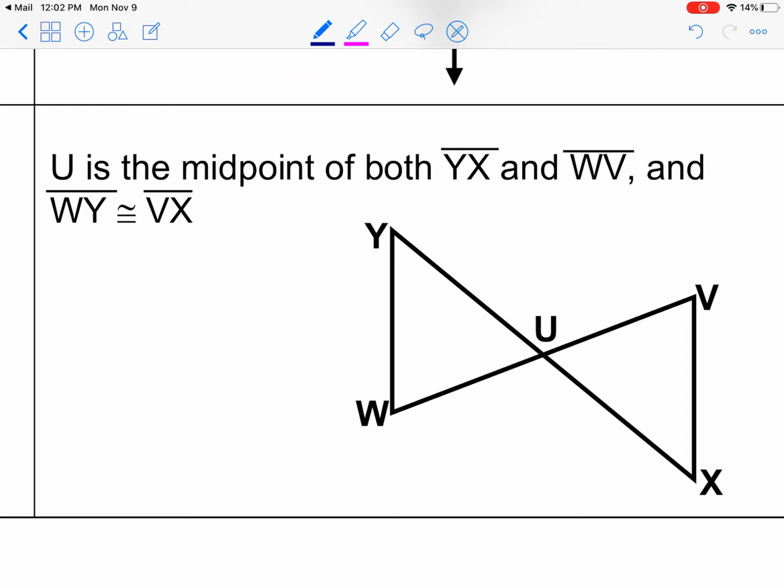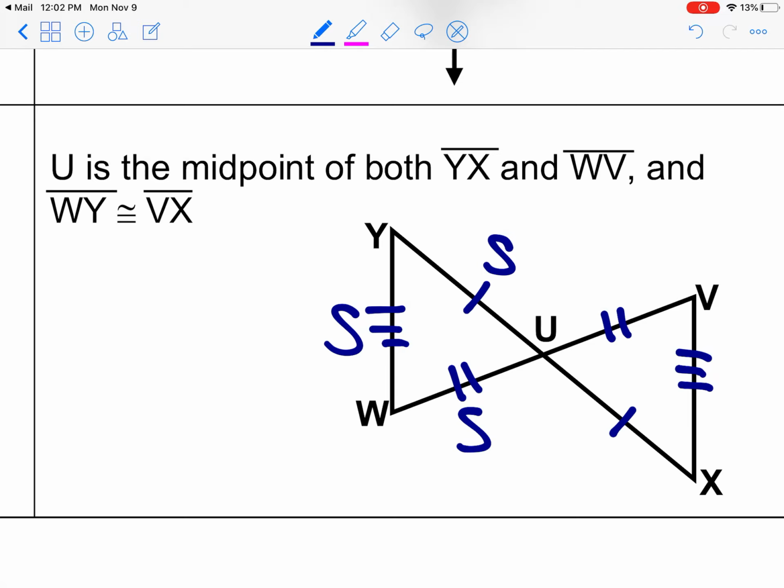Okay, last one here. U is the midpoint of both YX and WV. So we have two midpoints. So if U is the midpoint of YX, we know that those two pieces are congruent. There's an S. We know that WU and UV are congruent because U is still a midpoint of that side. So there's another S. But that's not all the givens they gave us. They also told us that WY is congruent to VX. And so that's our third side. So we can see that we're going to use side, side, side.